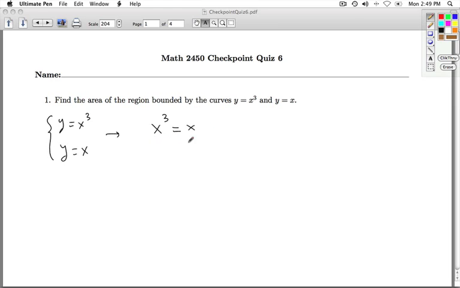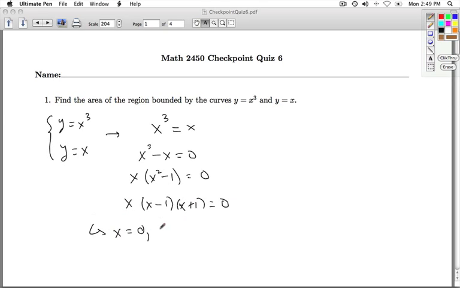It's tempting at this point to divide both sides by x, but you'll see why we don't want to do that. Let's bring everything over to one side and factor. There's an x in common I can pull out. I'm left with an x squared minus 1, and that factors as the difference of squares. So x minus 1, x plus 1. And so we get three answers. Either x itself is 0, x is 1, or x is negative 1.